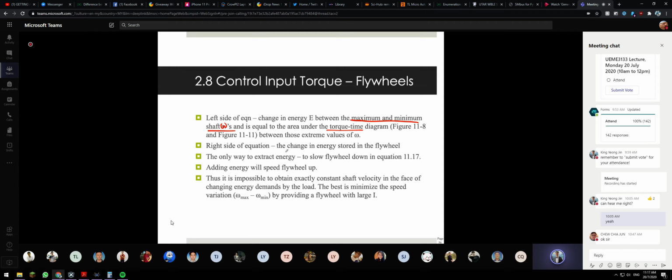The right side of the equation is the change in the energy stored in the flywheel. The only way to extract energy is to slow the flywheel down, and adding energy will speed up the flywheel. So it is impossible to obtain exactly constant shaft velocity in the face of changing energy demand by the load. The best is to minimize this, so we are trying to minimize this only.